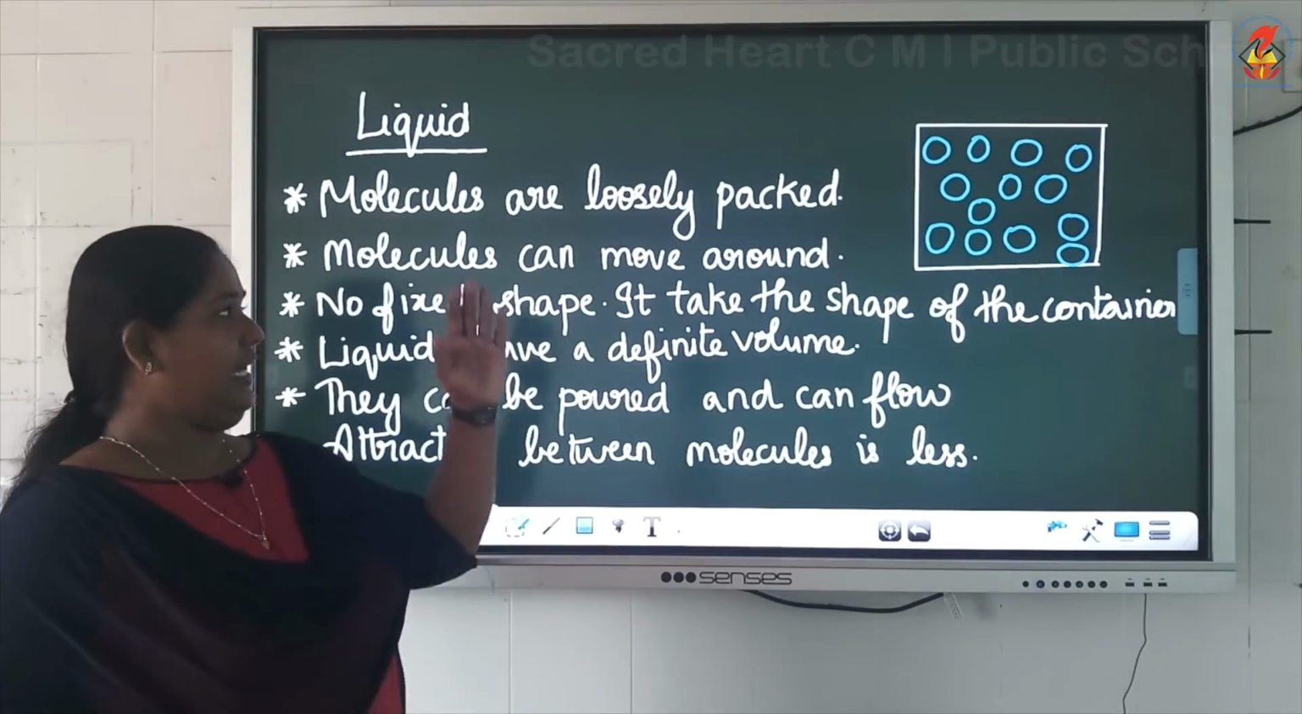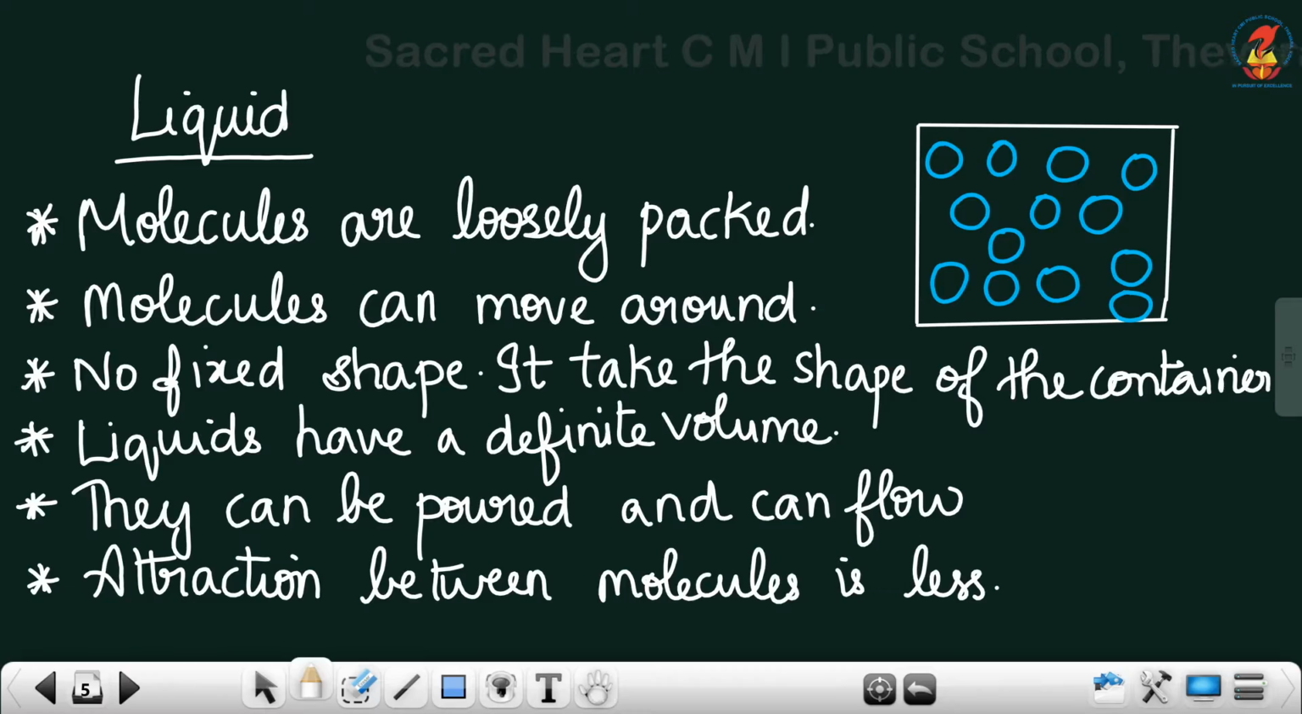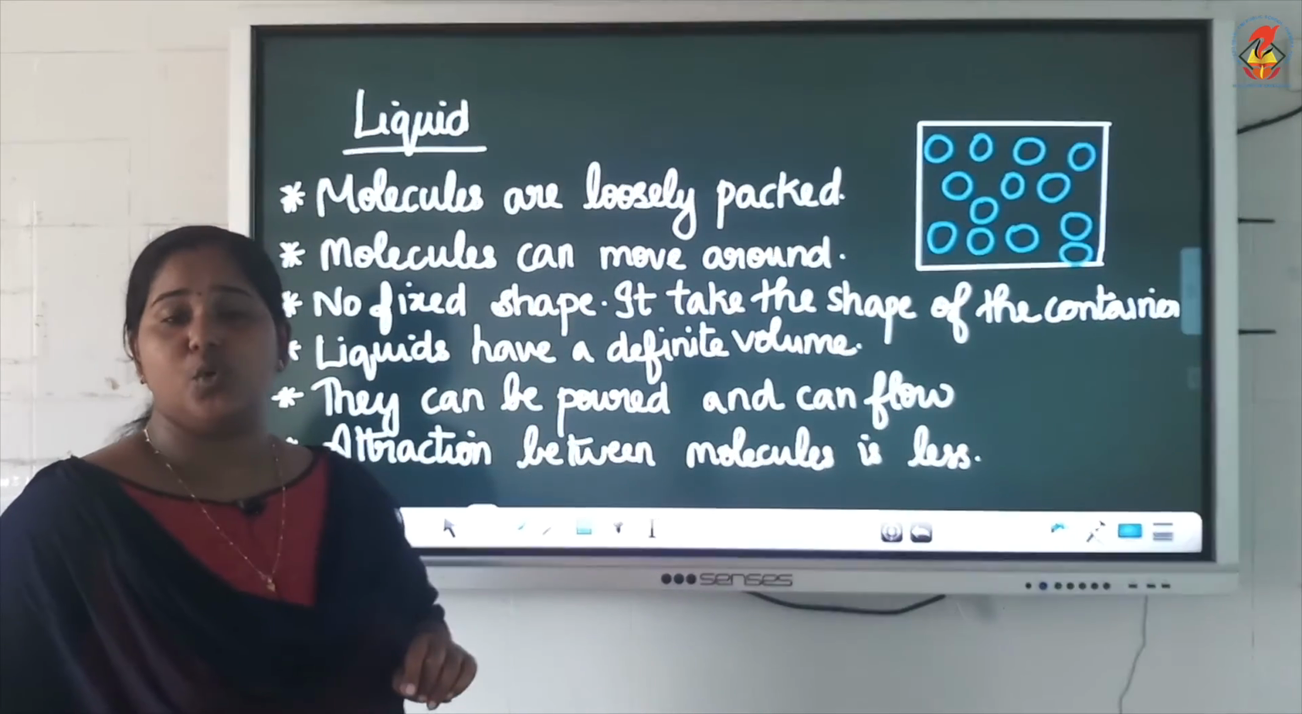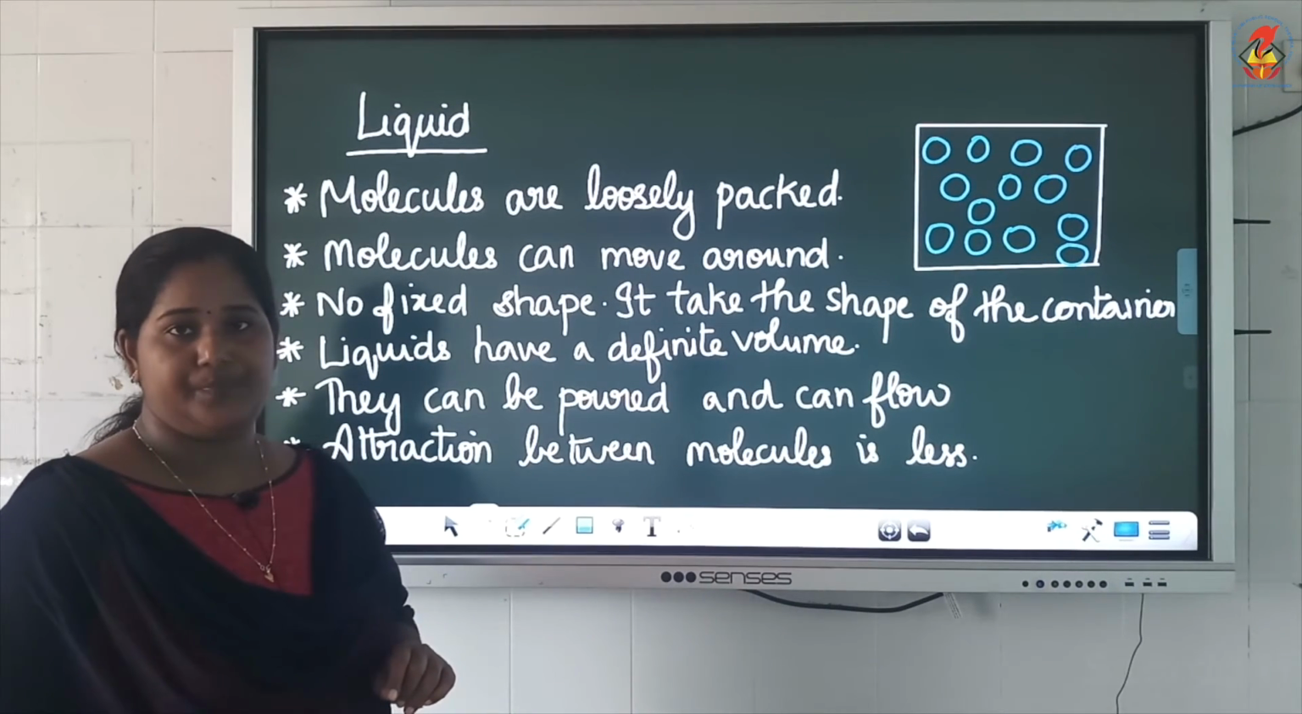Clear? So, let's take a look once again. Molecules in liquids are loosely packed. They can move around. No fixed shape for liquid. It takes the shape of the container. Liquids have a definite volume. They can be poured and they can flow, and the attraction between the molecules is less compared to solids. It is clear from the figure. The blue color substance shows the molecules.